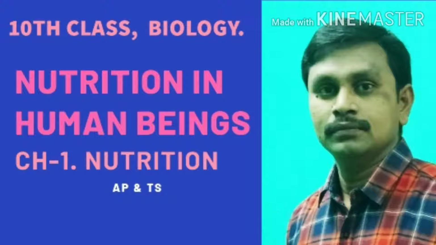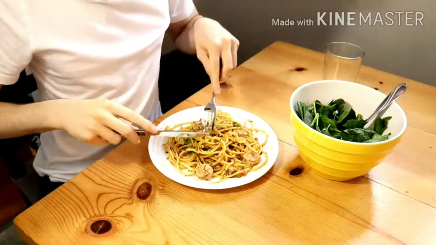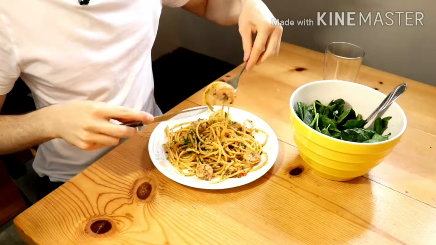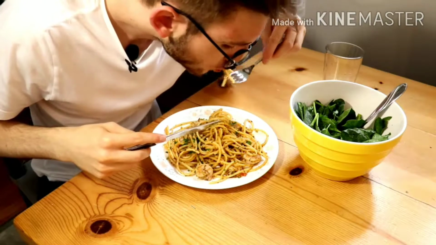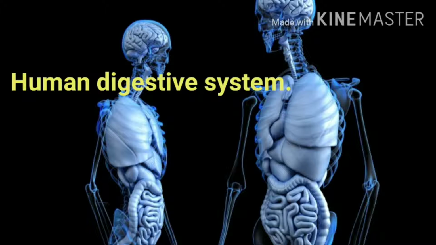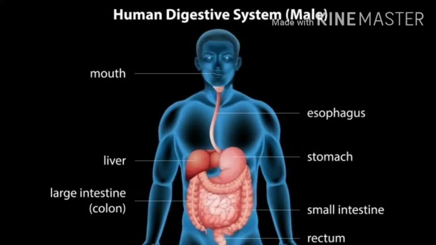In this class, we learn about nutrition in human beings. The mode of nutrition in human beings is heterotrophic nutrition. The human digestive system is very complex in nature. The digestive system is an organ system. It consists of different types of organs, and they perform different functions in the digestion process.